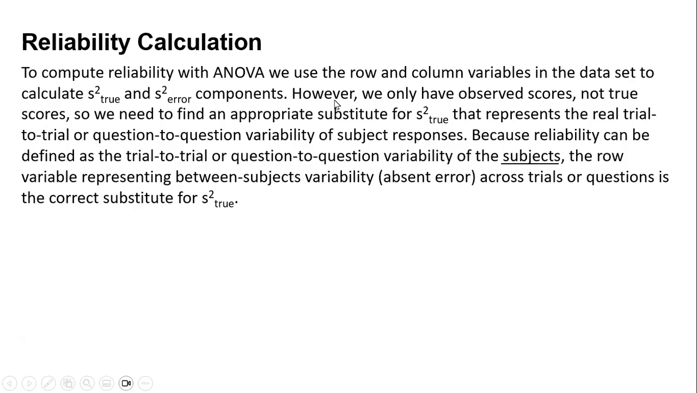However, we only have observed scores, not true scores. So we need to find an appropriate substitute for the true variance that represents the real trial-to-trial or question-to-question variability of subject responses. Because remember, we're after this concept of reliability here.